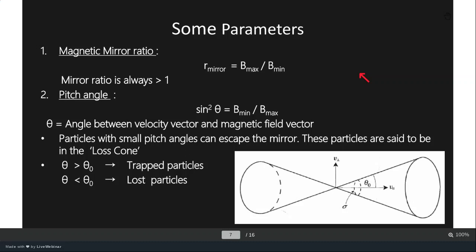So the first is the magnetic mirror ratio. The magnetic mirror itself has a mirror ratio which is expressed as R mirror is equal to the maximum value of magnetic field over the minimum value of magnetic field. It should always be greater than 1. And the probability that the particle escapes the mirror is inversely proportional to this ratio.